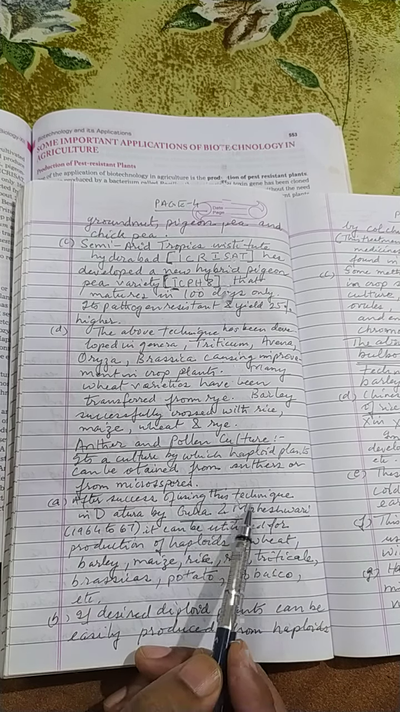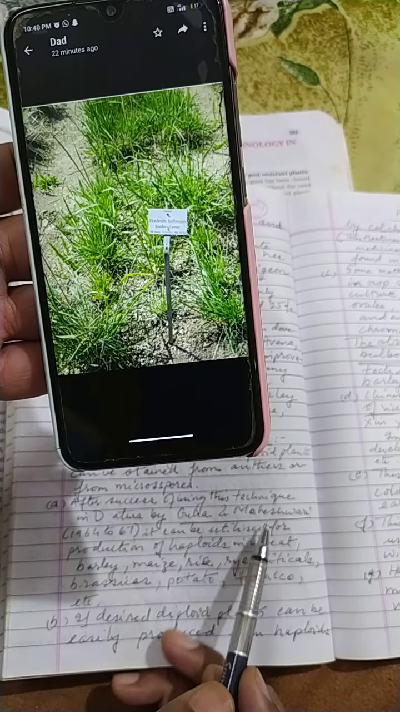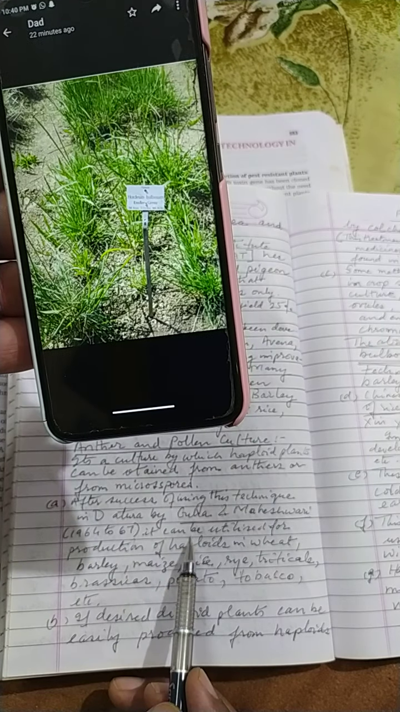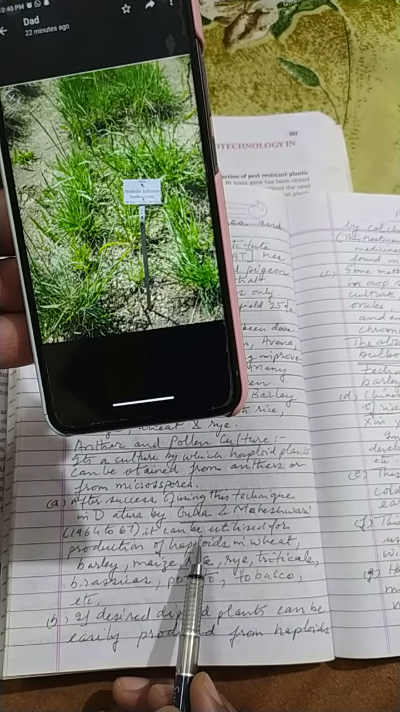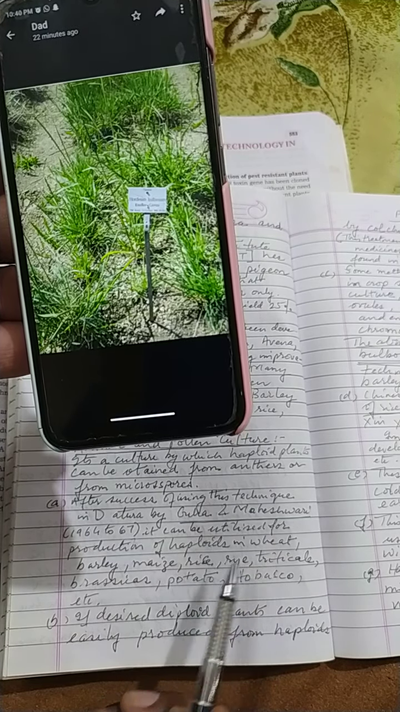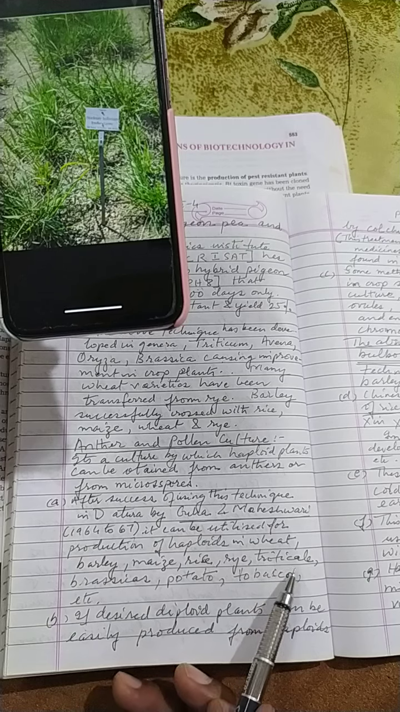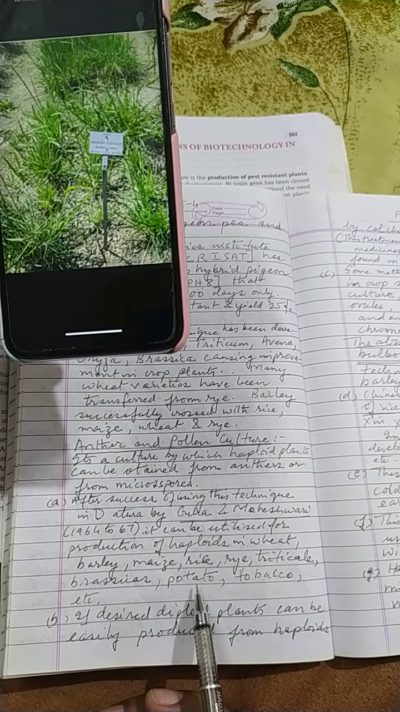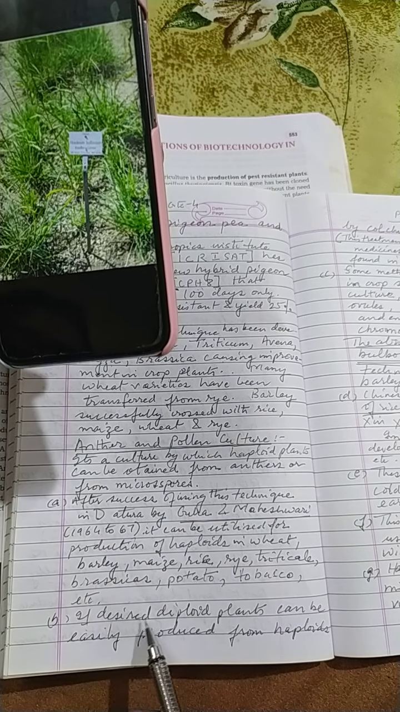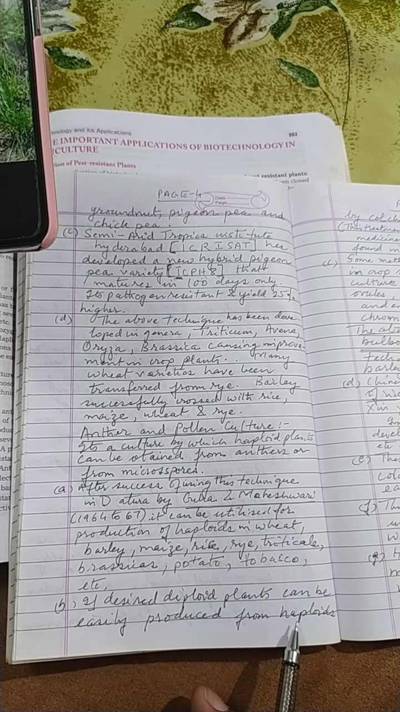After the success of using this technique in Datura by Guha and Maheshwari in 1964 to 67, this technique of anther culture has been utilized for production of haploids in wheat, barley, maize, rice, rye, triticale, brassicas, potato, tobacco, etc. If desired, diploid plants can be easily produced from the haploids also.